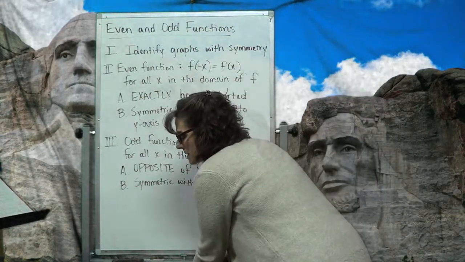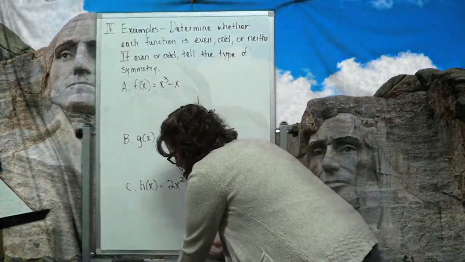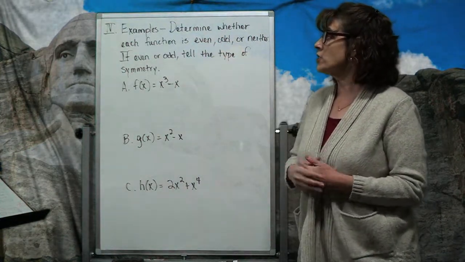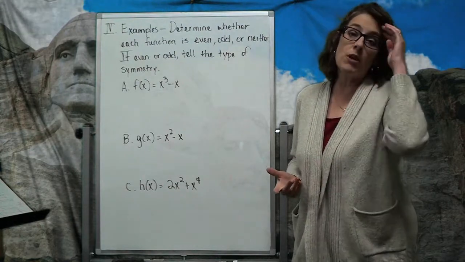So let's take a look at some examples here. And I've got 3 of them. So in my first example, and all 3 of these, I'm going to determine whether or not the function is even, odd, or neither, because it is possible that it's none of them. It's neither even nor odd.